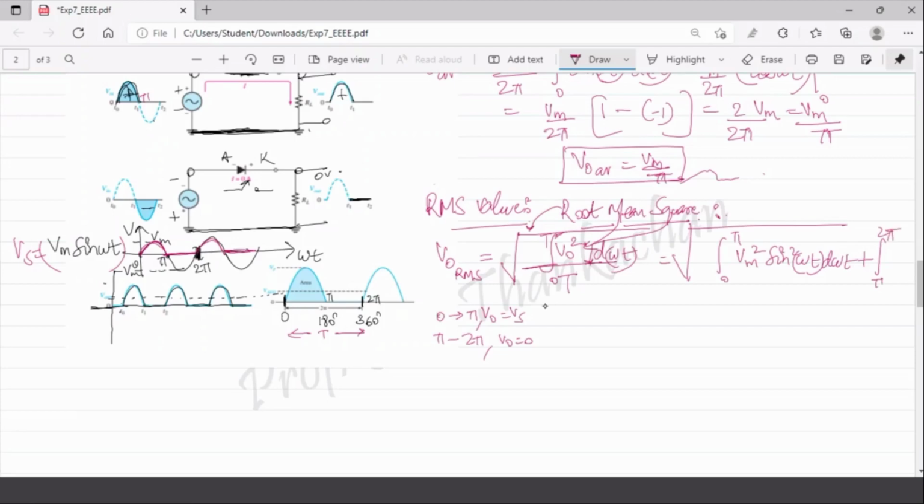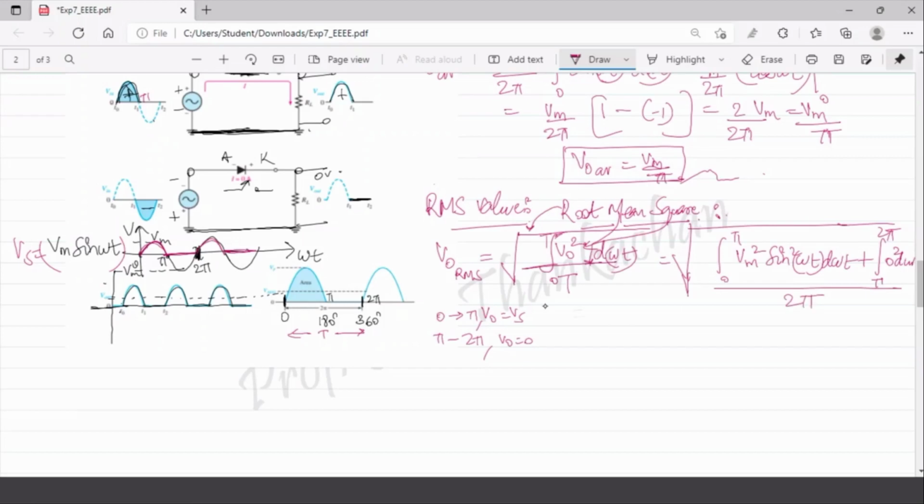plus integration of pi to 2 pi, again V naught square. But what is V naught? V naught is equal to 0. So this is 0 square d omega t, divided by the total time period. Here the time period is 2 pi. So this will be the RMS value.